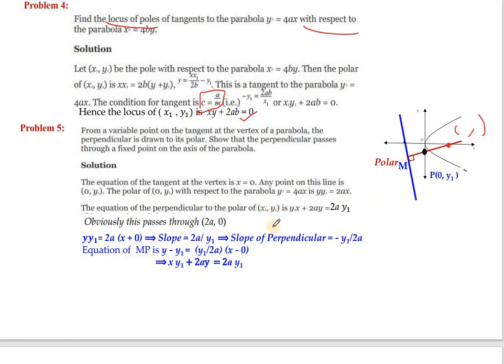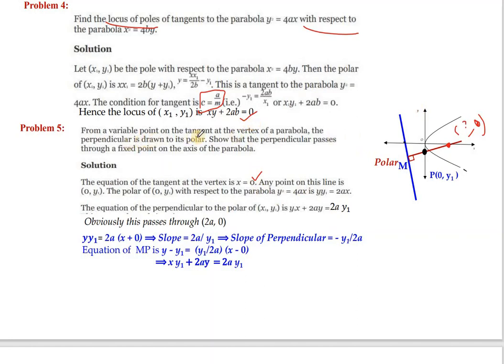So naturally it's a point on the x-axis, which is the axis of the parabola, so naturally the y coordinate is 0. So our job is to find only what is our x coordinate. What is our x coordinate? From a variable point on the tangent at the vertex. So what is the tangent at the vertex? It is the y-axis, whose equation is given by x equal to 0.